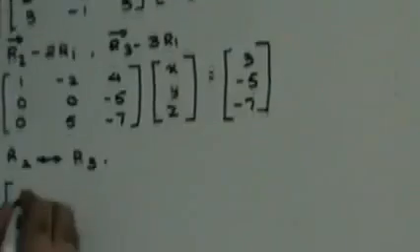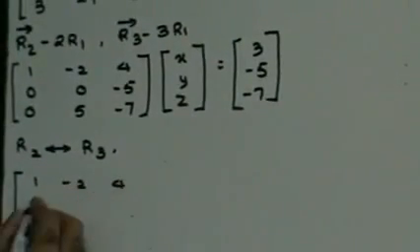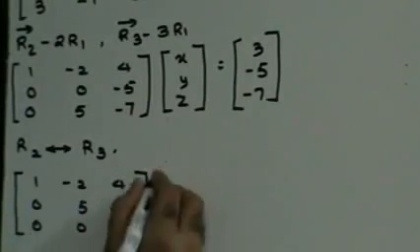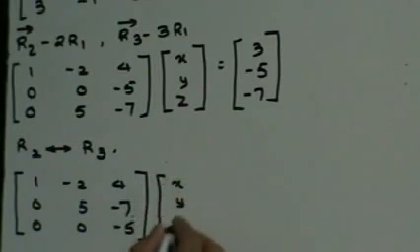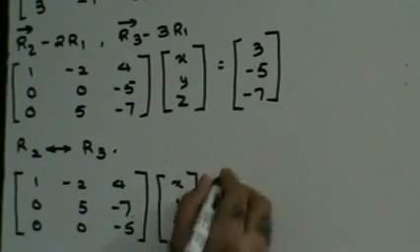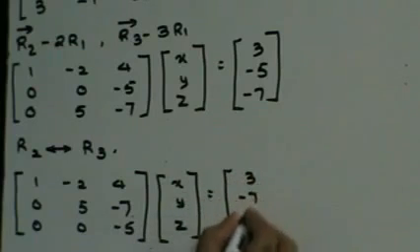So in which case I'll get 1, minus 2, 4, 0, 5, minus 7, 0, 0, minus 5, times x, y, z, equals 3, minus 7, minus 5. Now in spite of interchanging, I cannot get a 1 here because the number here is 0. So instead of solving the second row, I'm going to solve the third row. I'm going to make this number 1. How do I make this number 1? Divide R3 by minus 5.